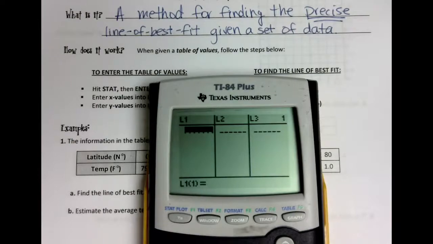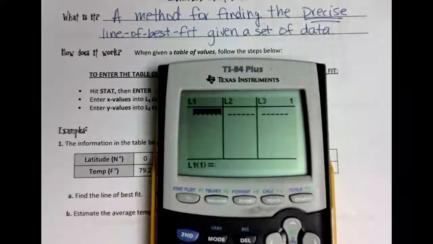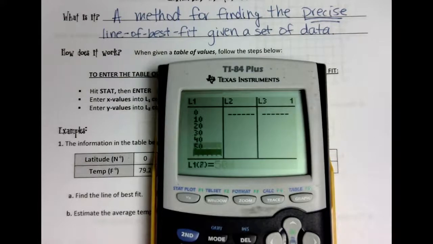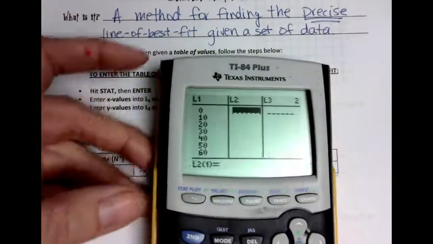Okay, so try again. So I'm going to put 0, enter. 10, enter. 20, enter. 30, enter. 40, enter. 50, enter. 60, enter. 70, enter. 80, enter. And then I'm going to use my arrow and move over to L2.